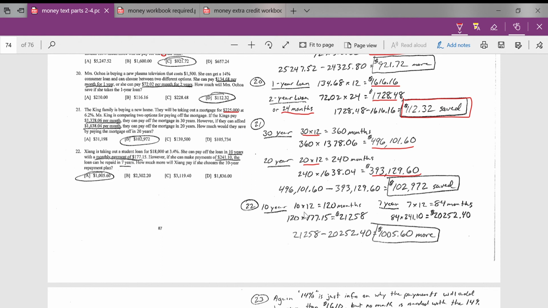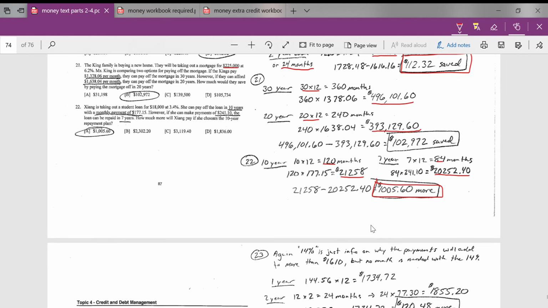Okay, so 10 years is 120 months. Taking 10 times 12, times the monthly payment, it's going to cost $21,258 to do 10 years. 7-year is 84 months, because 7 times 12 is 84, times the monthly payment of $241.10, it'll give you $20,252.40. Take bigger minus smaller, and you're going to see it'll cost you just a little over $1,000 more, or $1,005.60. Okay, so again, you're just showing that if we pay this off in a shorter amount of time, we're going to save some money.